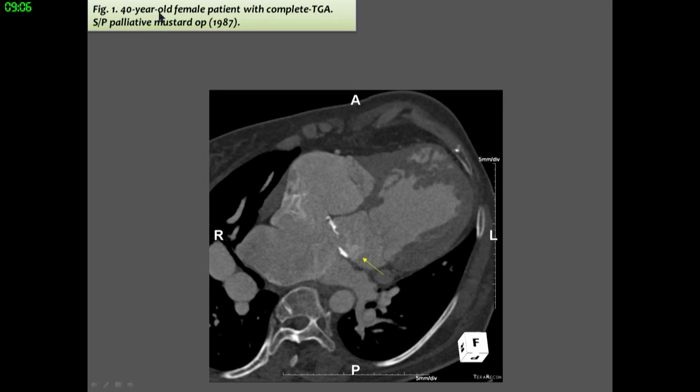This is a 40-year-old female patient with complete TGA. She underwent palliative Mustard operation in 1987. CT shows baffle calcification, and baffle leak was also suspected.